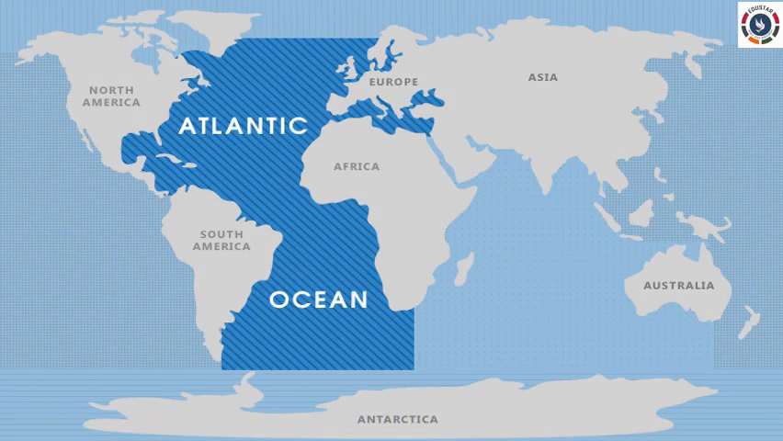Atlantic Ocean. Atlantic Ocean is the second largest ocean. Its shape resembles the letter S. A submerged mountain range known as Mid-Atlantic Ridge is located in this ocean.